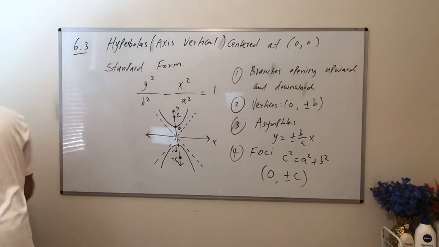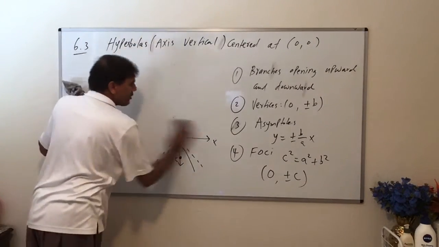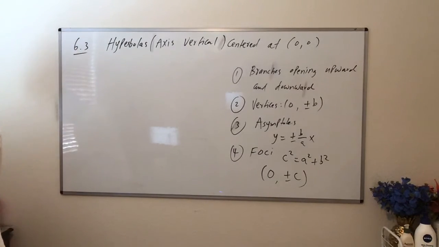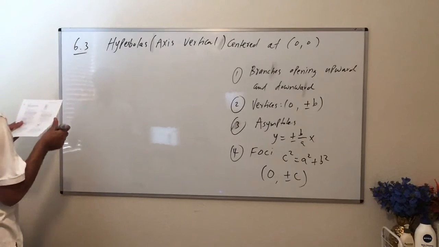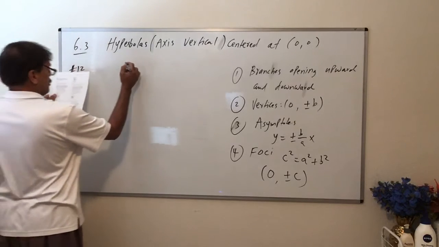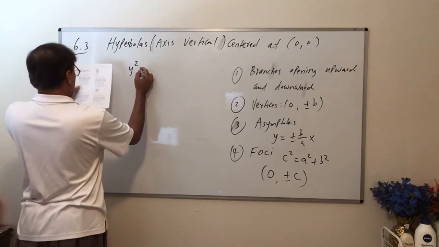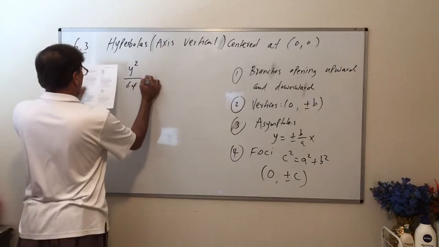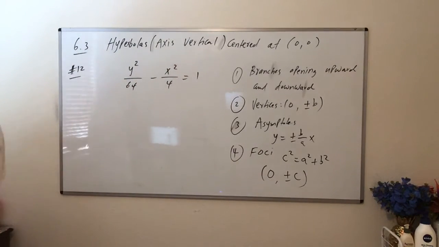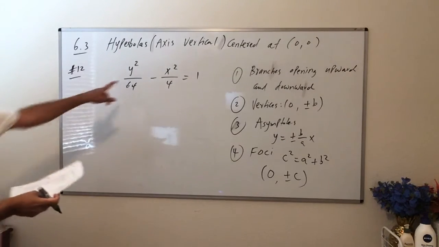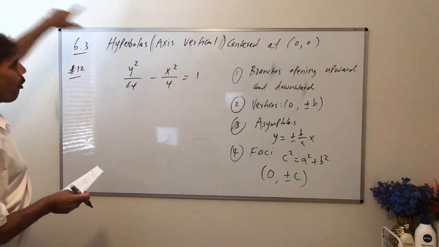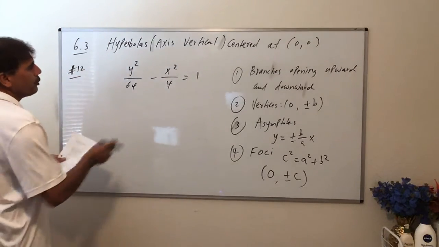Let me show you a couple of examples from the homework, and then that's it. So now, here's number 12, for example, from your homework problems. It's y squared over 64 minus x squared over 4 equals 1. This is already in standard format. There's a minus here, but look, y is positive. This means it's going to be along the y-axis, opening upward and downwards.